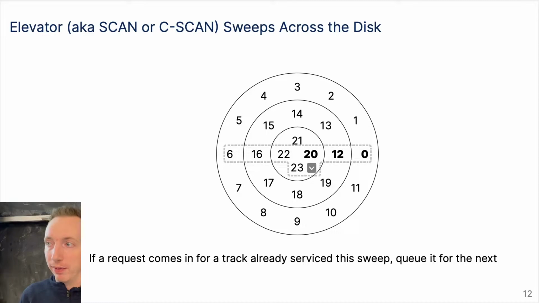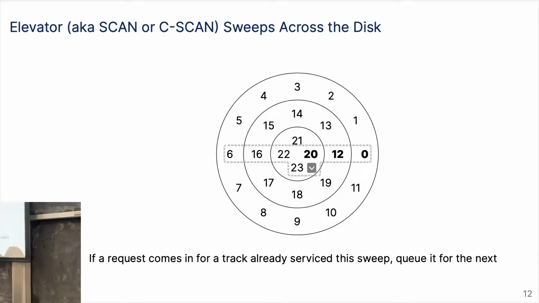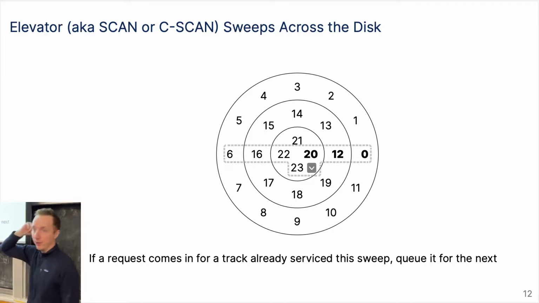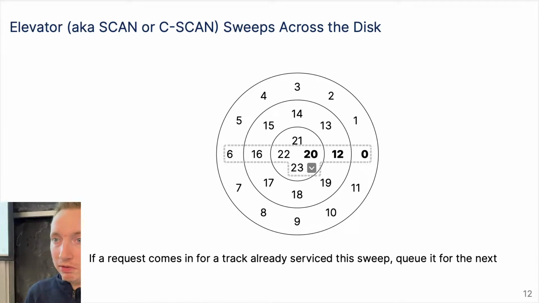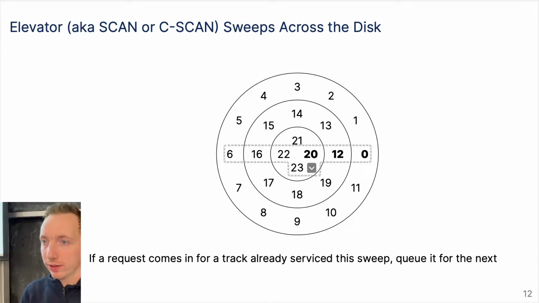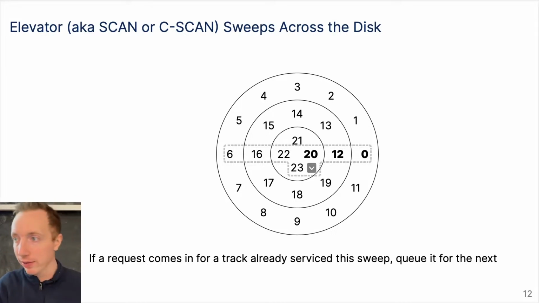So elevator's a bit slower, but it's going to be fair and not have that starvation issue. Because if I just did shortest positioning time first, say I had requests all next to each other here that kept showing up again and again, and then I also had a request for 20, well, 20 might never actually get read, and it just stays on the outer track and does all the lower requests. So you have the same idea with starving a process. You could starve a block on the disk.